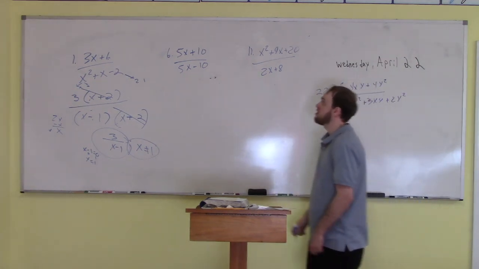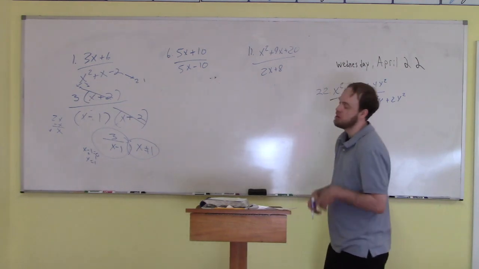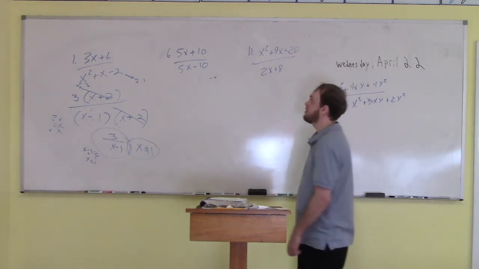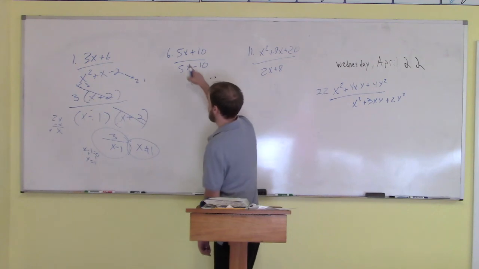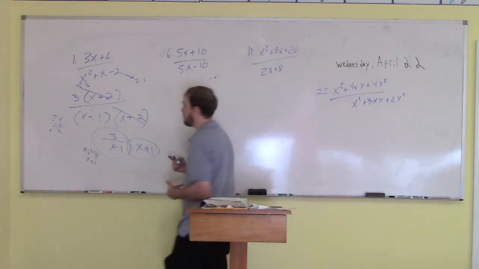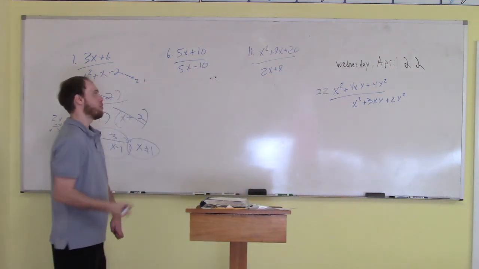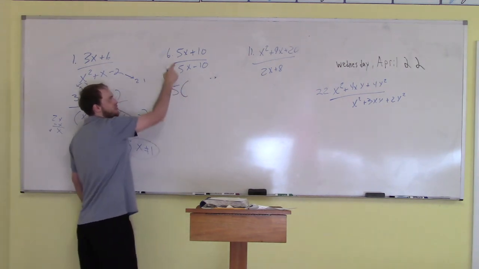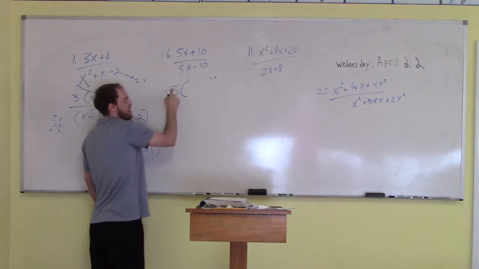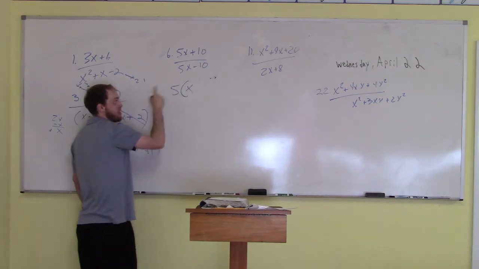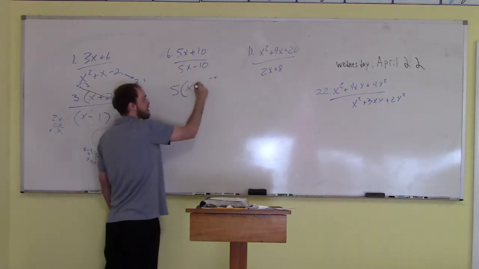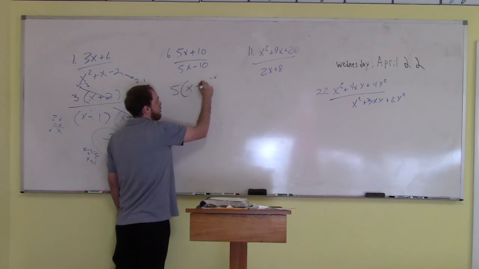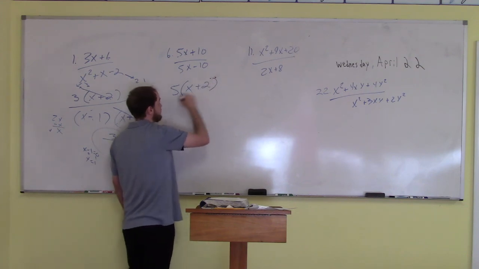And so what does 5x and 10 have in common? Well, it doesn't have a variable in common, but it does have a number in common. And so I can pull out a 5, because 5 will go to 5, 5 will go to 10. And so when I pull out a 5, that'll leave me with 5 divided into this. So 5 divided by 5 just leaves me with the x. Then 5 will go into 10, 10 divided by 5 is equal to 2. So I have x plus 2.